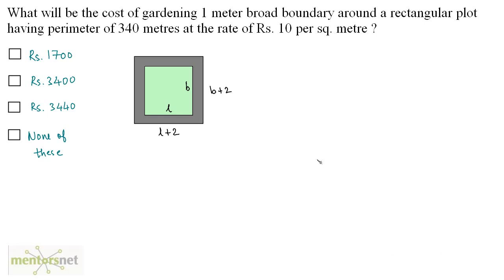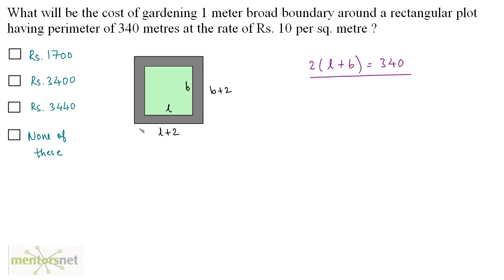Okay. Now we have been given that the perimeter of the plot, that is the garden, is 340 meters. So what is the formula for perimeter? That's twice of L plus B, and that is given as 340 meters. Let it be as it is. Now to calculate the cost of gardening the boundary of this garden, you will have to first calculate the area of this boundary. So how will you calculate that?